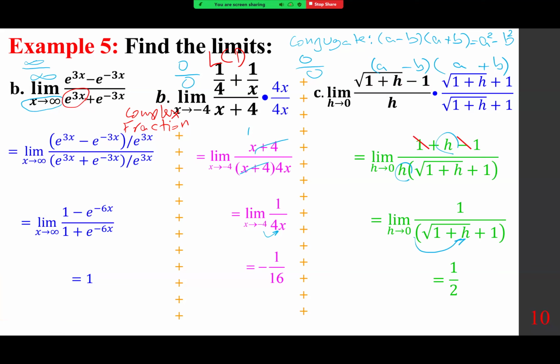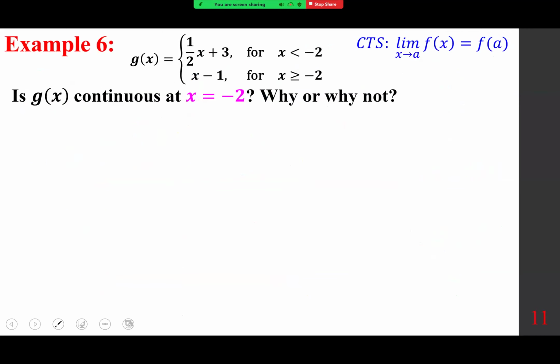So it's important to understand infinity over infinity can give you anything. It gave us 1 here. 0 over 0 can give us any number, or in some instances it blows up to infinity. This one, the same thing. You have to work it out.